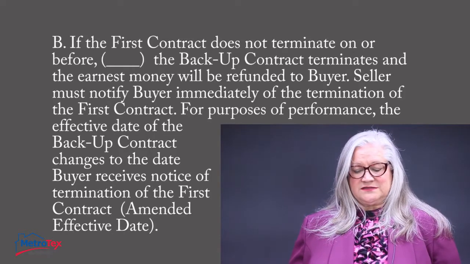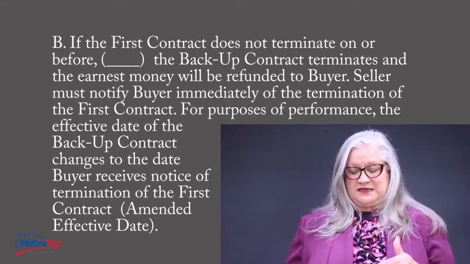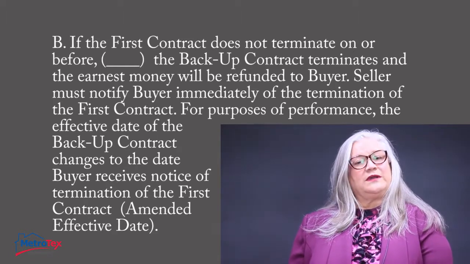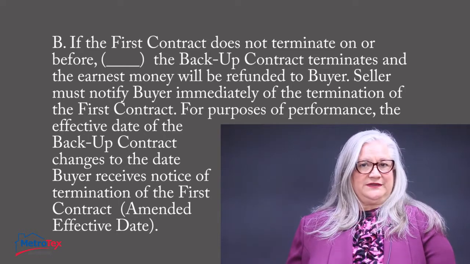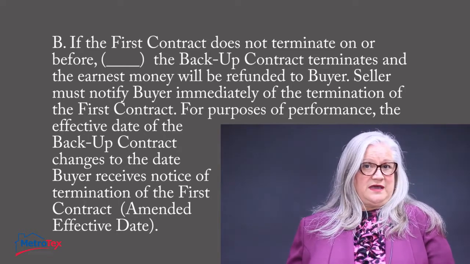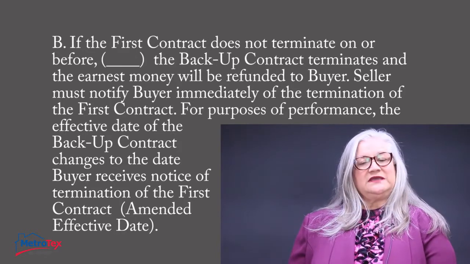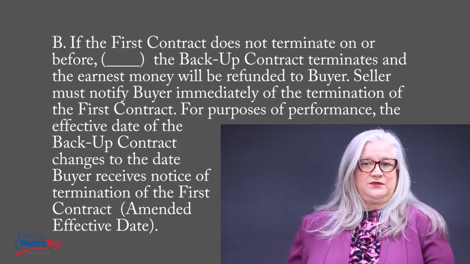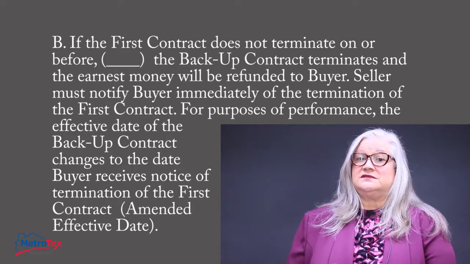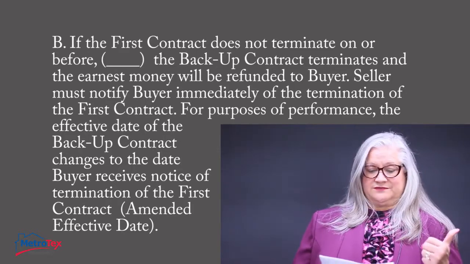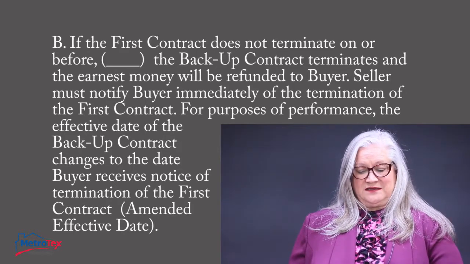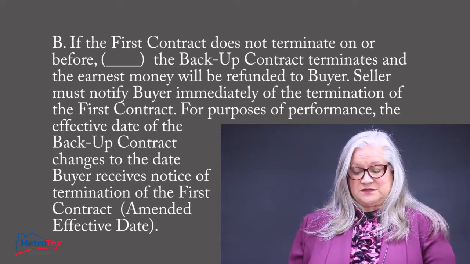Now, paragraph B says if the first contract does not terminate on or before a date, this date can be whatever date your buyer wants to put in there. How long do they want to stay the backup? How long are they willing to wait to be the backup? So you can give a timeline or a drop dead date, if you will, that we're in it until this date, and after that, we're out. And at that point, the backup would terminate, and the earnest money would be refunded to the buyer.